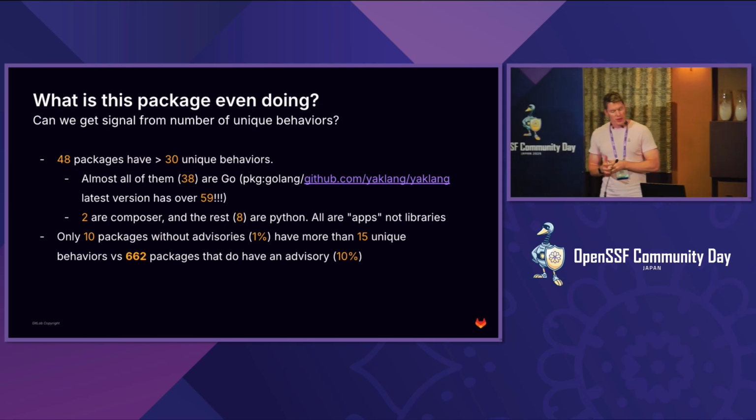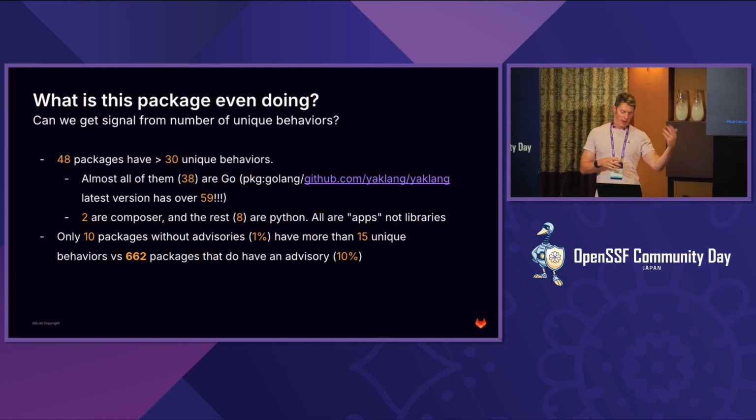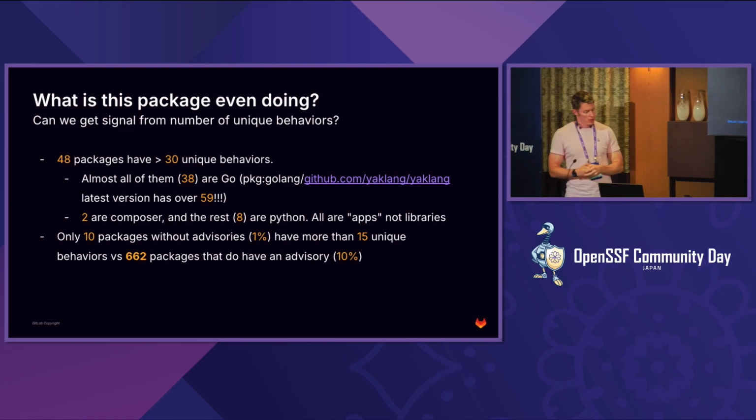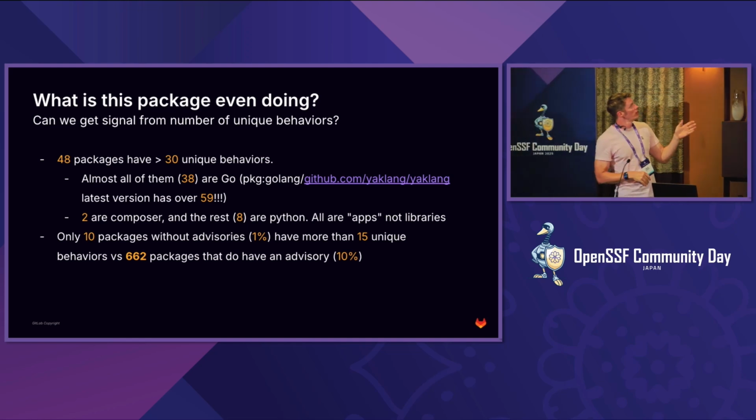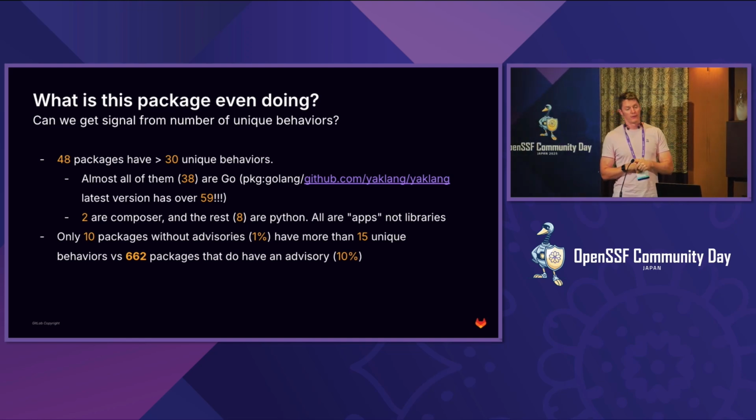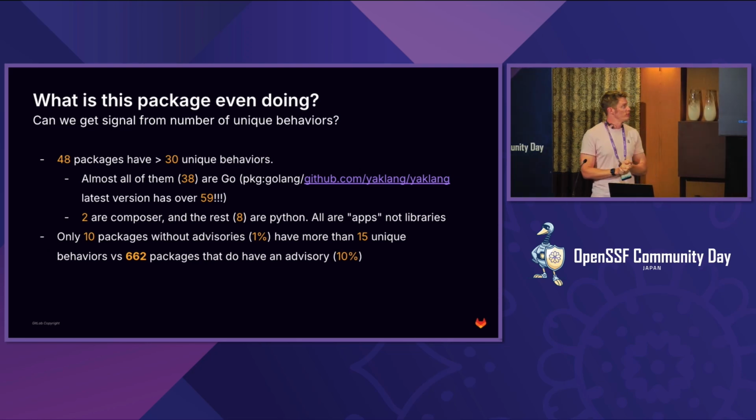So how about getting signal from the number of unique behaviors? Let's say you have some package dependency you're about to include in your software, and it triggers like 30 of these behavior rules. So what I noticed again with Go, 48 of these packages had above 30 unique behaviors, and almost all of them were full-blown applications. And this Yaklang one had over 59 unique behaviors, which was wild to me. But if you go to their website, what they're doing is wild. It's this entire system. It's very, very complex. The other ones, 2 are in PHP or Composer, and the rest are in Python. And again, these are all apps and not libraries.